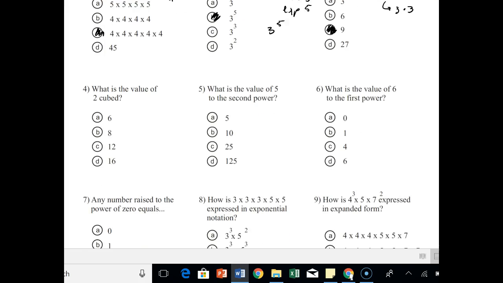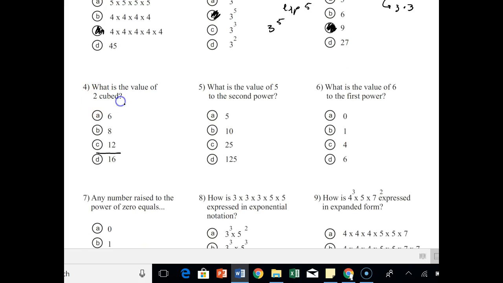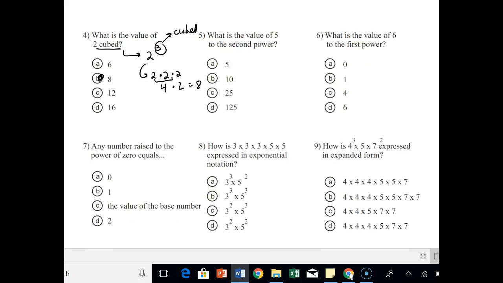All right. Number 4, 2 cubed. Remember, cubed is to the 3rd power. Circle that. Anything to the 3rd power is cubed. So really this is 2 times 2 times 2. 2 times 2 is 4. And 4 times 2 is 8. So B. All right. I'm going to let you do 5 and 6 on your own.